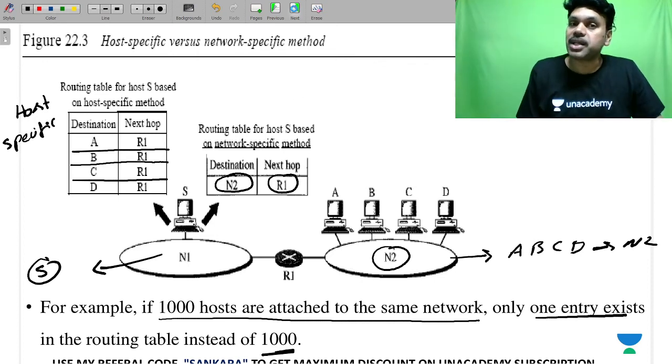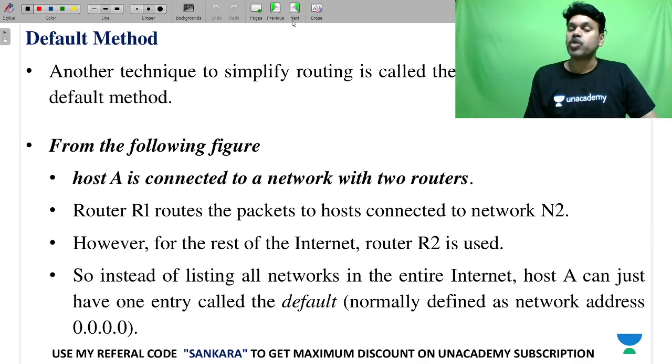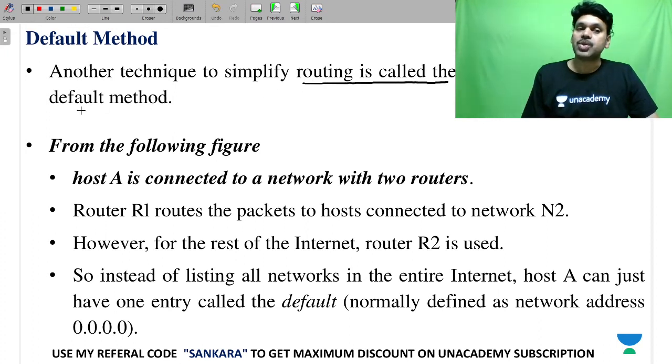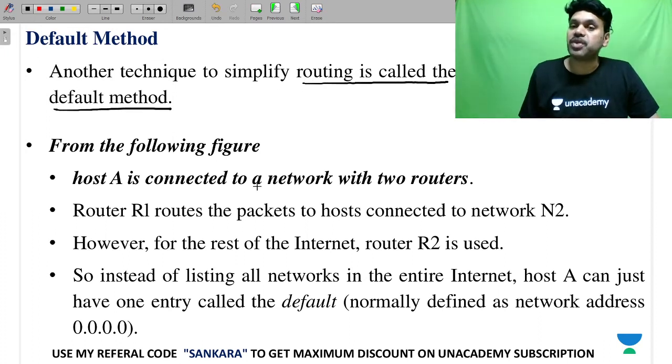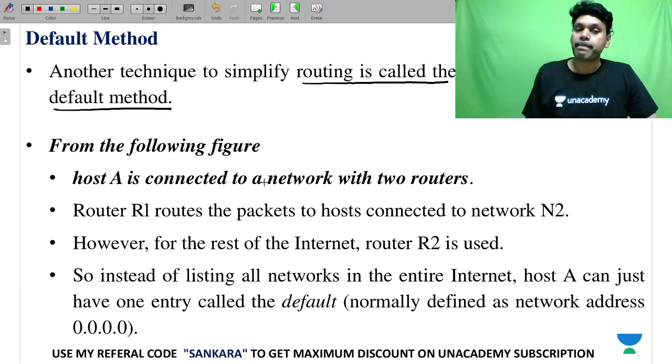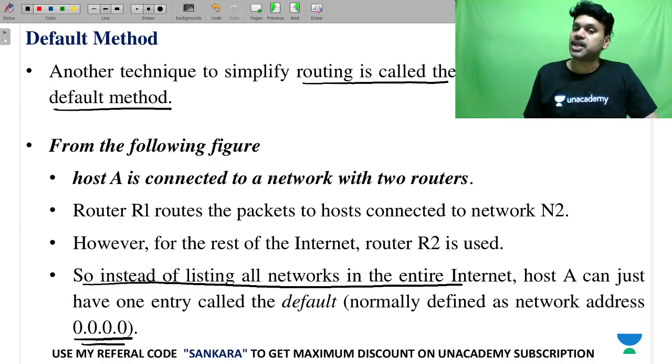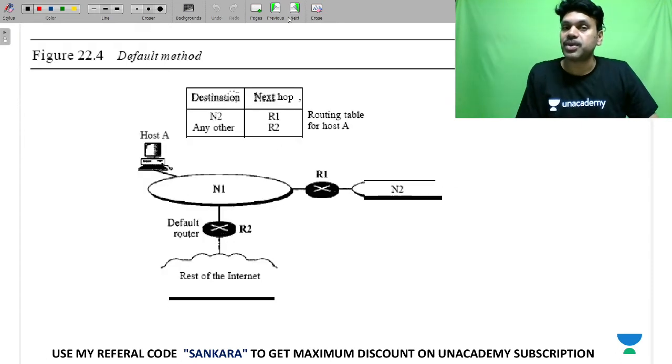The third variety is default forwarding. What is default forwarding? Every router is going to follow a default. What is your default address? 0.0.0.0. So instead of listing all the networks in the entire network, host A can just have an entry called default. The packet will go via default only.